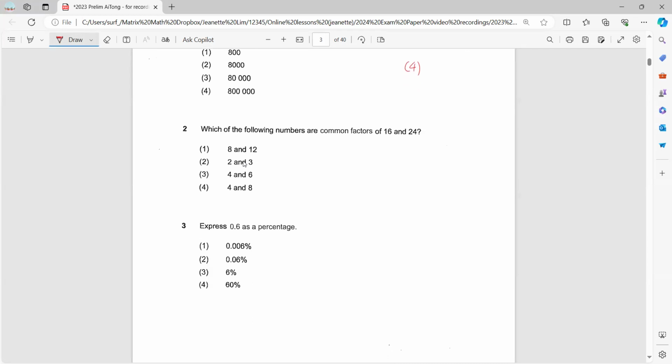Which of the following numbers are common factors of 16 and 24? Okay, let's list down all the factors of 16 and 24 first. So we have 1, 16, 2, 8, and 4 times 4. So for 24, we have 1, 24, 2, 12, 3 times 8, 4 times 6. So now let's look for the common factors. 1, 2, 4, and 8.